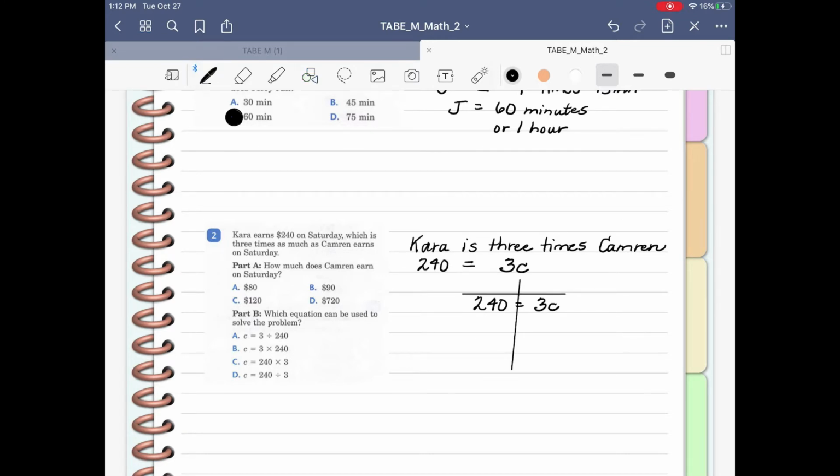So we have number and letter. I should have said constant and variable. We're going to divide both sides by 3. So we have C. I bring down the 0, and 3 into 24 is 8. Cameron earns $80. That's answer A.